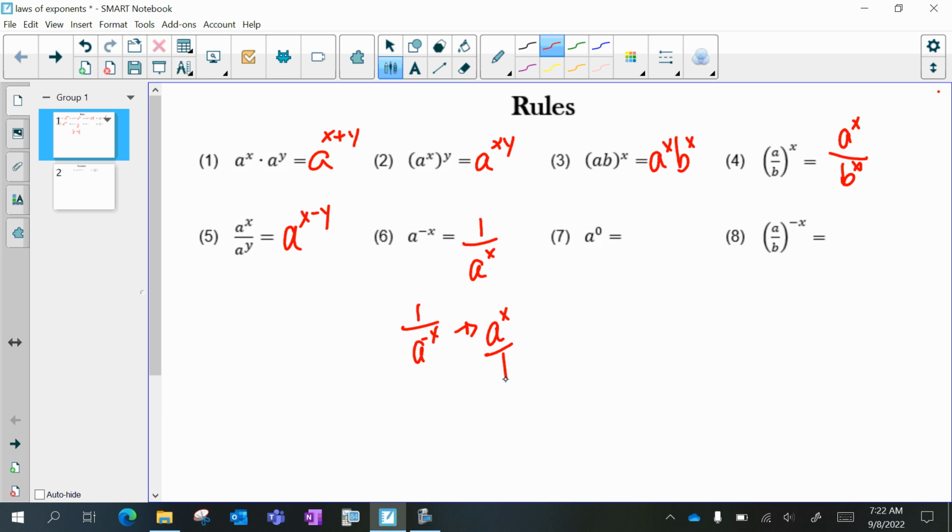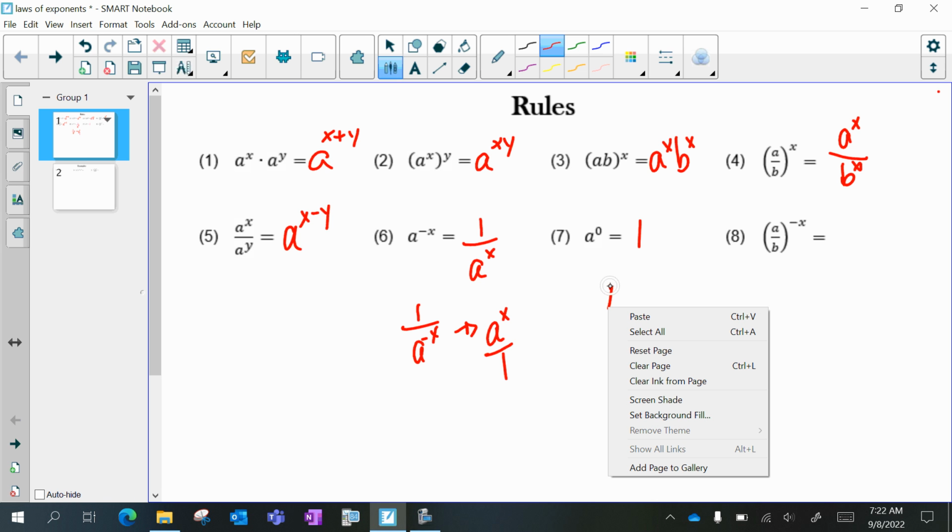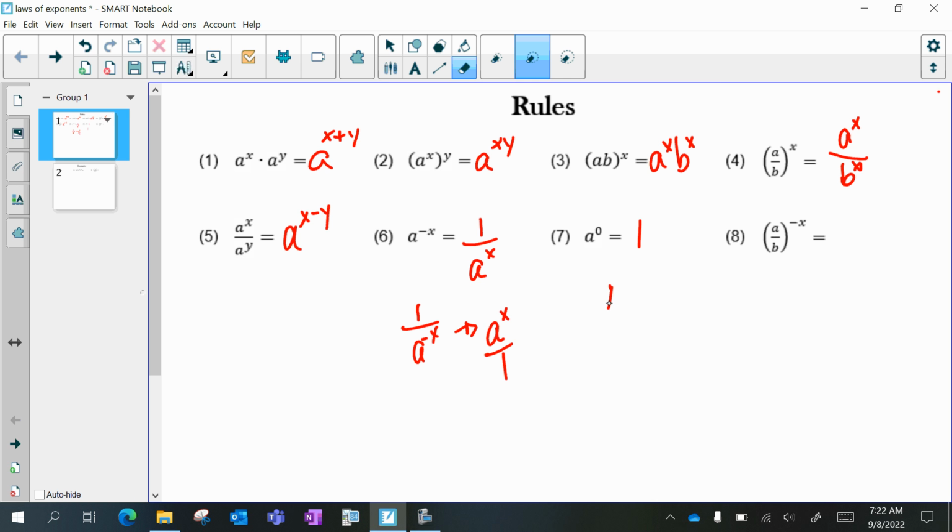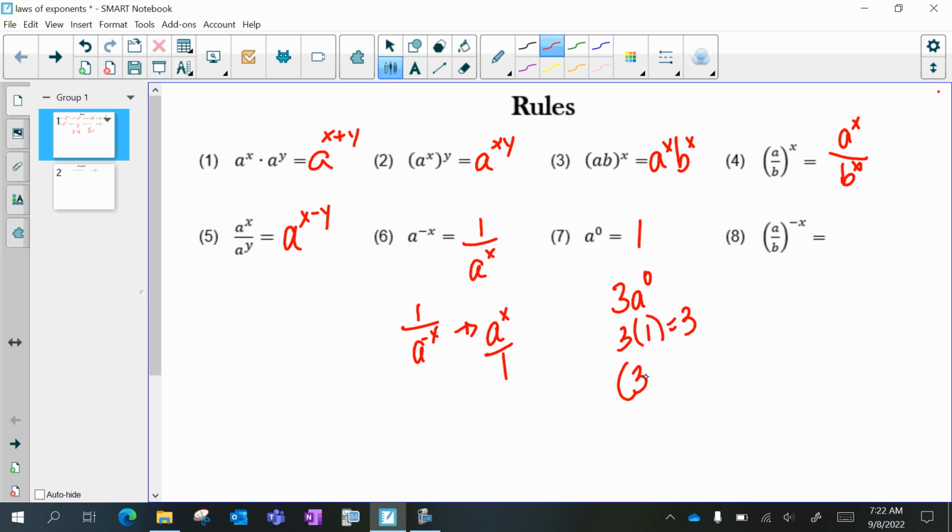Number seven, anything to the 0 power is 1. Remember, be careful with your base. So if this was like 3a to the 0, my base is only the a, so this is really 3 times 1, which is just 3. But if it was 3a to the 0, the entire parentheses is the base, so it would equal 1.